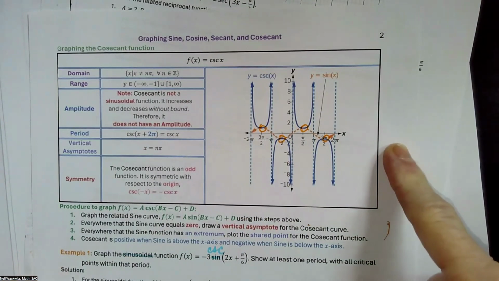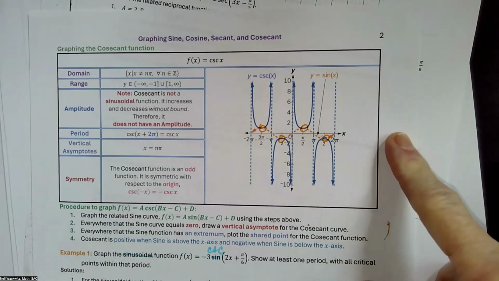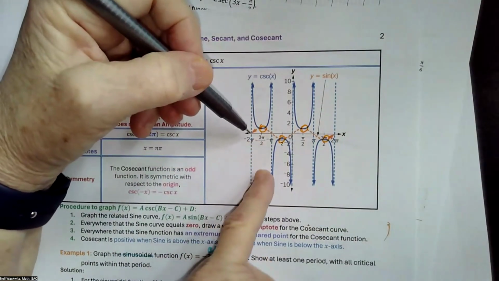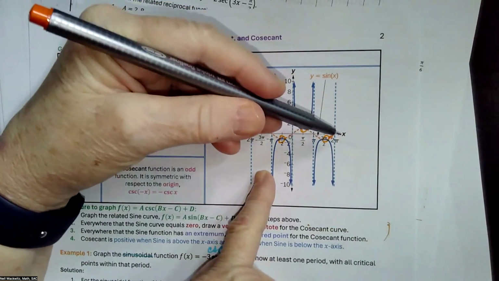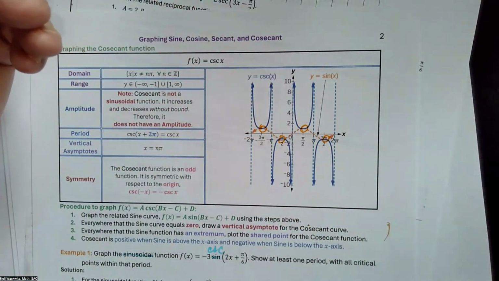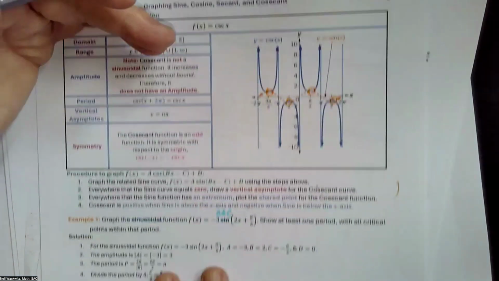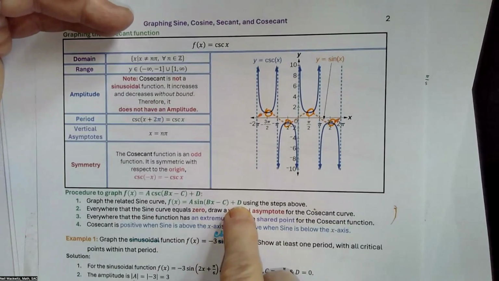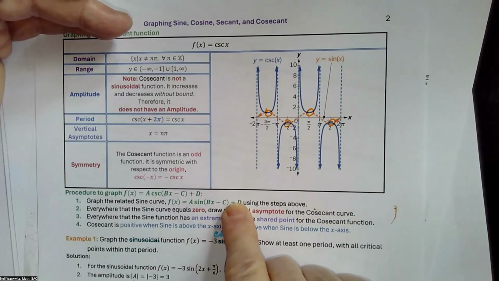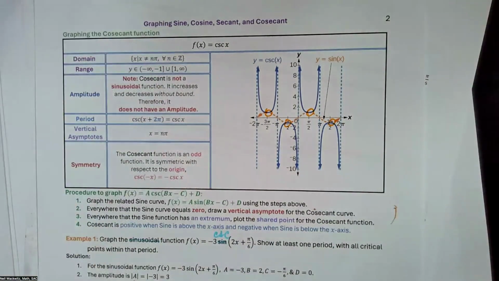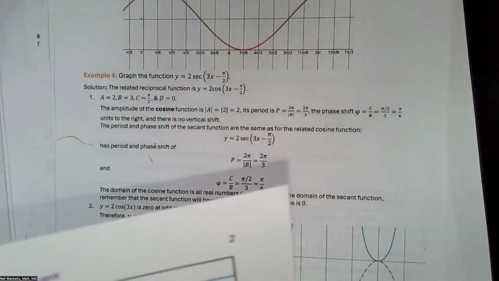The other thing that I want to make clear is that the asymptotes, we said that's when sine is 0. If there's a vertical shift, if d isn't 0, we're going to put those asymptotes as if d is 0 and then shift. And I think we'll do that in the next example.